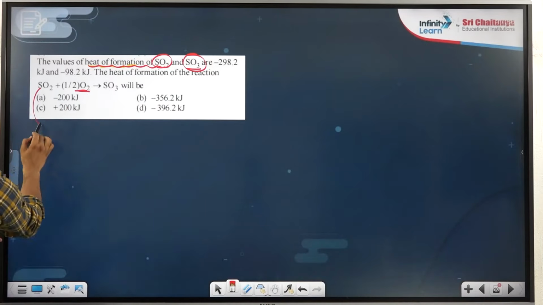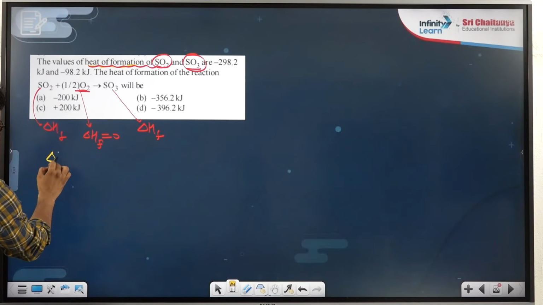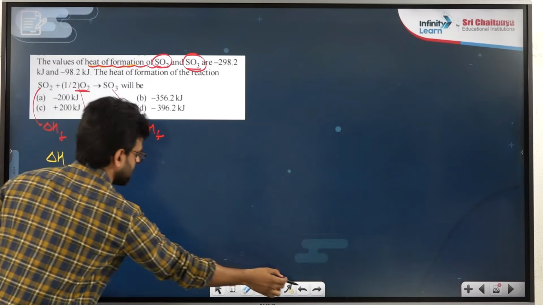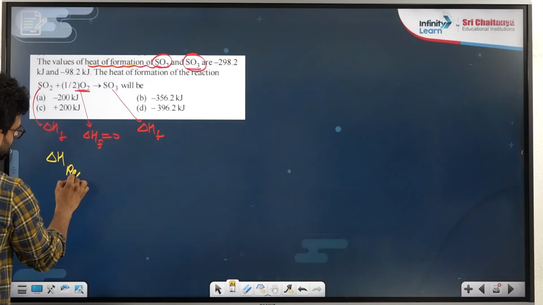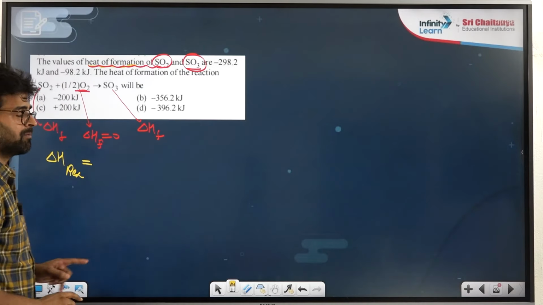If an element or its molecule is present already in its standard state, its enthalpy of formation is taken as 0, right? O2 is already the standard state of oxygen. For SO3, delta Hf is given. So for all the components of the reaction, enthalpy of formation is given to us. So we'll apply that first formula we did on the last page. Enthalpy of reaction we can find: enthalpy of formation of products minus enthalpy of formation of reactants, right?